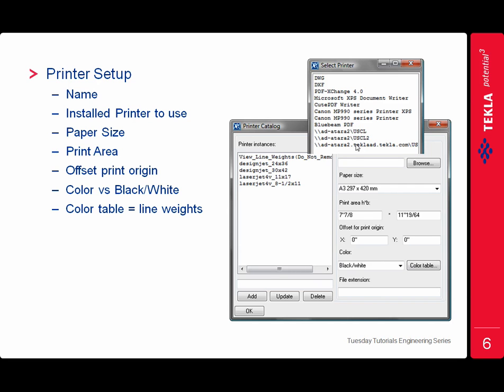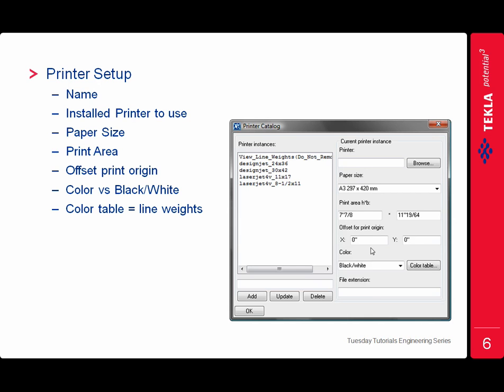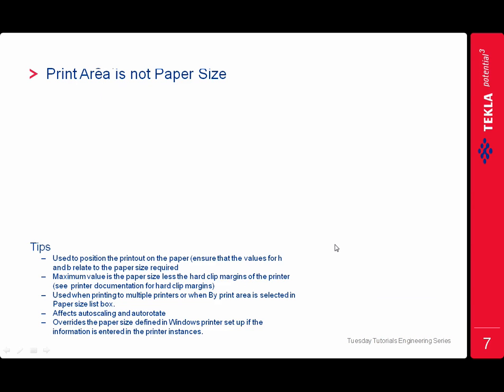If you hit the Browse button, you get a list of the installed printers from your computer. These are all your Windows printers, plus a couple extras for the DWG and the DXF options. Okay, the next option would be paper size. Up at the top there's a by print area, so that it uses the print area that you type in. Otherwise it uses the sheet that you define. The next area then is print area, and then you also have offset print origin, then color versus black and white, and of course the color table establishes your line weights.